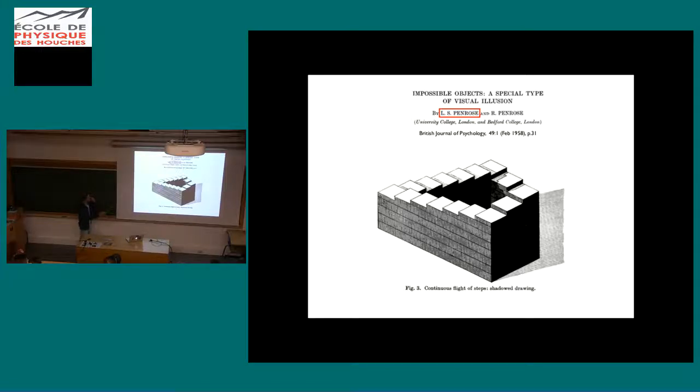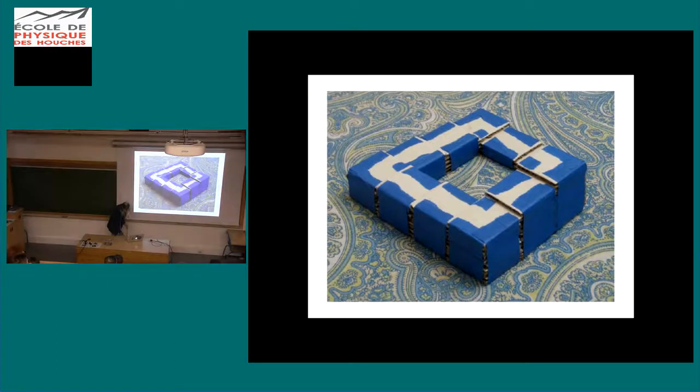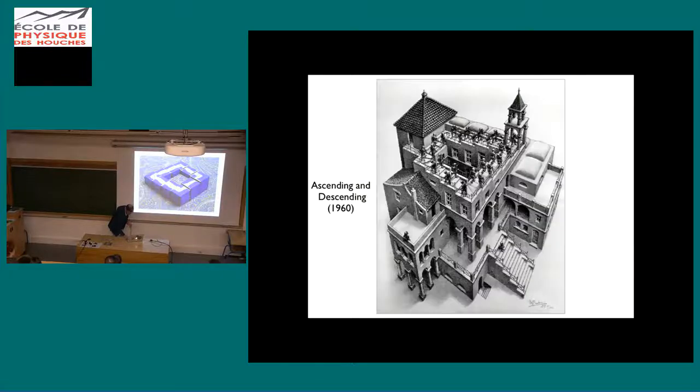The other impossible object in the paper was this, which was invented, if you will, by Lionel Penrose. It's a never-ending staircase. I liked it so much that I thought I would build my own. So this is a photograph of my own never-ending staircase. And you can do it yourself as well.